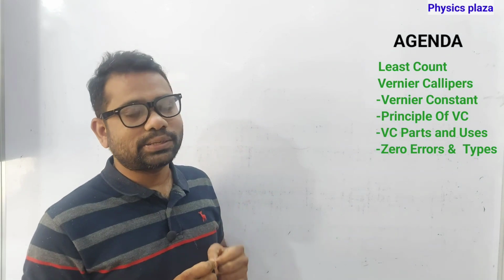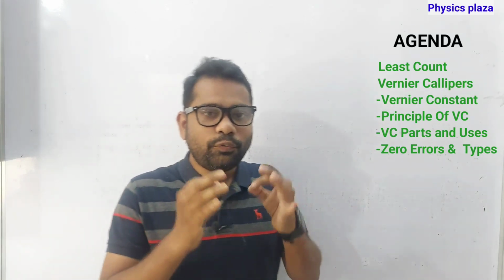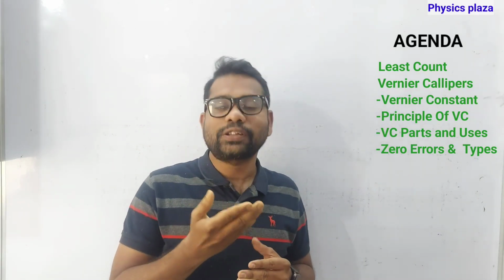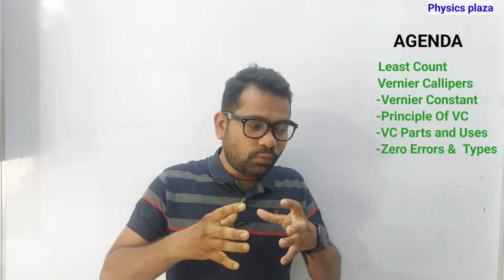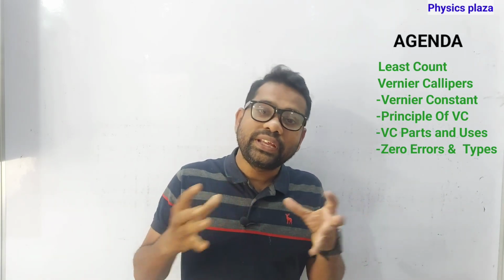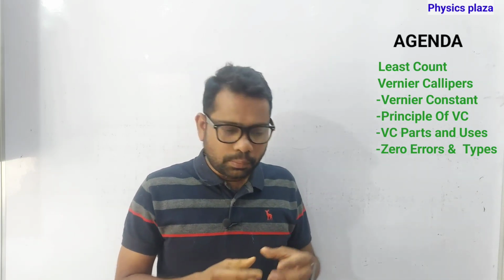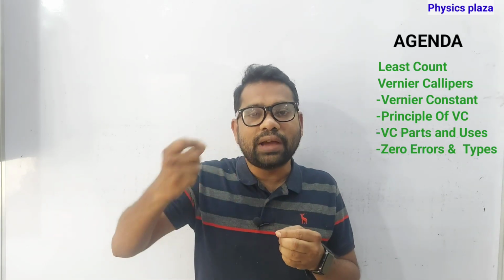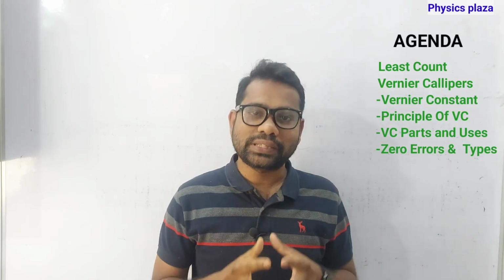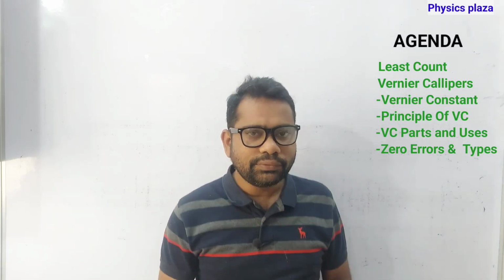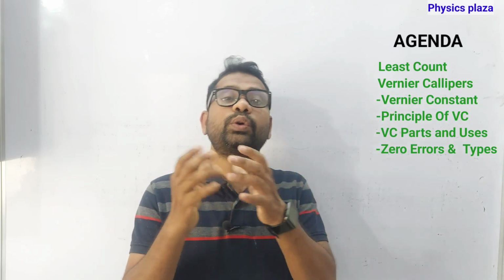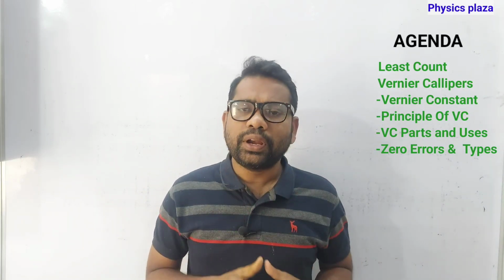Under the Vernier calipers, we discuss what a Vernier constant is, what the parts of the Vernier calipers are, and even their uses. By using different parts, we can have different applications, which will be discussed in detail. And at the end of this session, we will be discussing the zero errors. Children, this is very important.